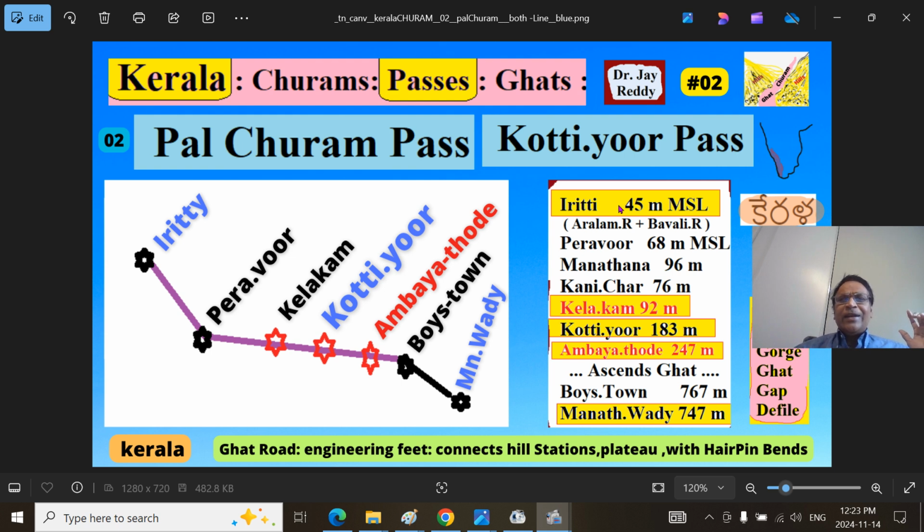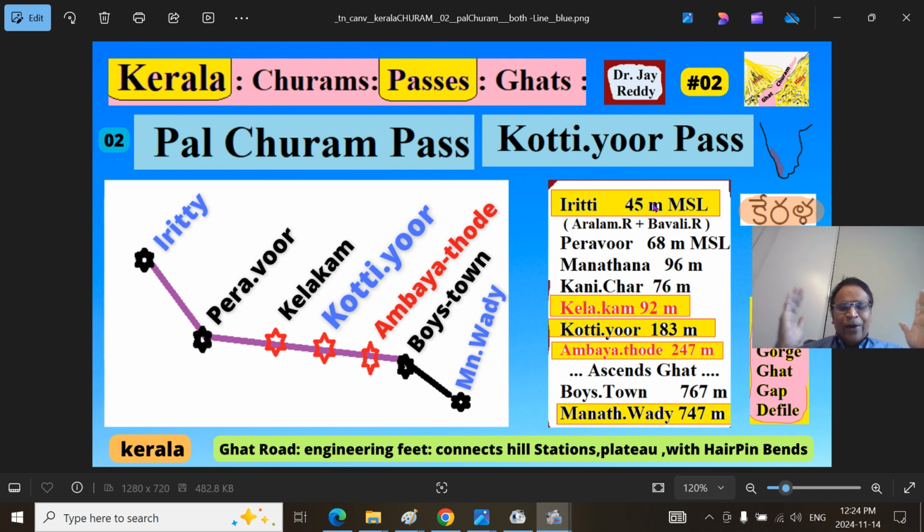Iritty town is 45 meters. It is on the banks of the Aralam River, Bavali River, and Barapole River. And then Peravoor, these are in the midlands. Around 10 to around 100 meters is the midlands. Anything less than 10 meters is the lowland in Kerala. Anything bigger than 100 meters can be the highland. Sometimes people reduce it to 75.